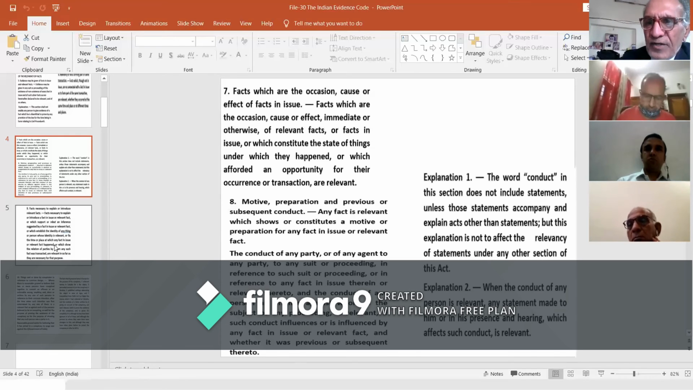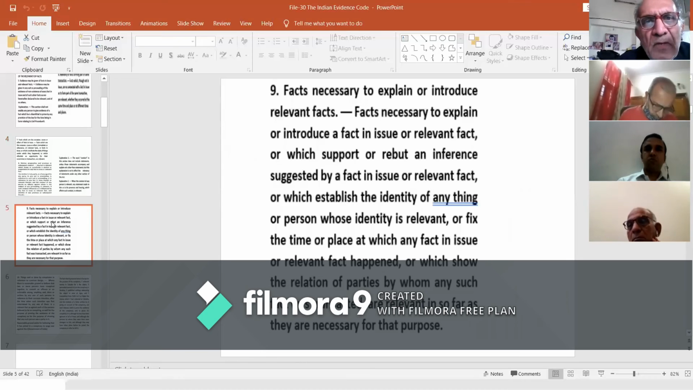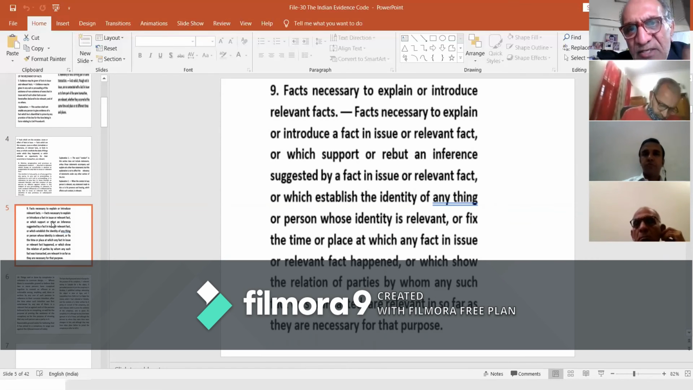Now let us proceed further. Section 9 is taking us to the situations: facts necessary to explain or introduce a fact in issue or relevant fact, or which support or rebut an inference suggested by the fact in issue or relevant fact, or which establish the identity of anything or person whose identity is relevant, or fix the time or place at which any fact in issue or relevant fact happened, or which show the relation of the parties by whom any such fact was transacted, are relevant in so far as they are necessary for that purpose.